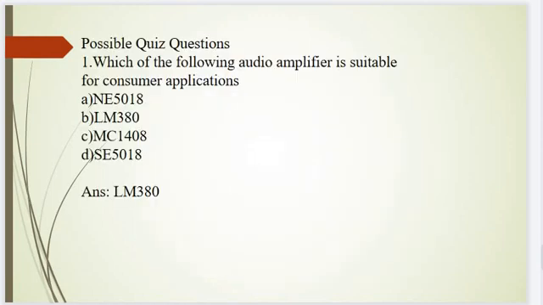Possible quiz question: which of the following audio amplifiers is suitable for consumer application? LM380.